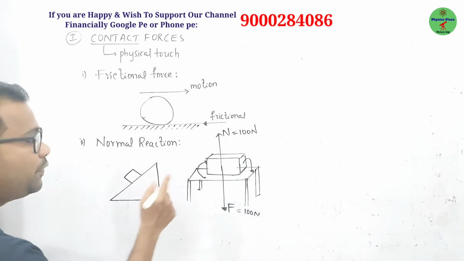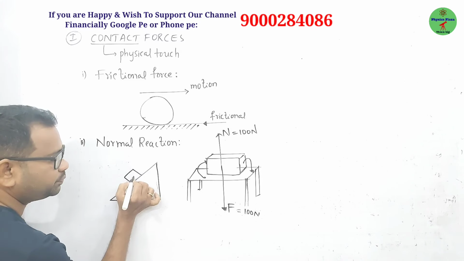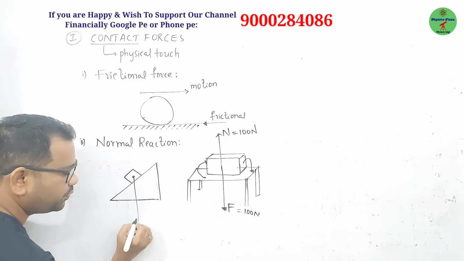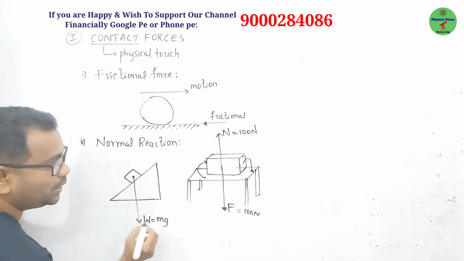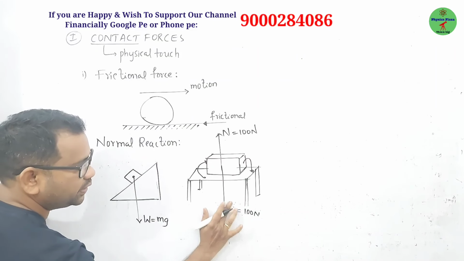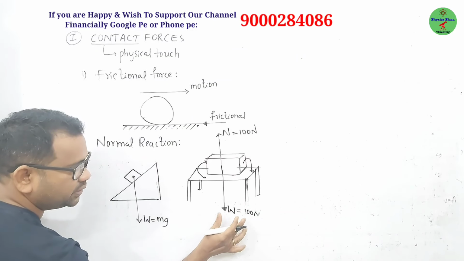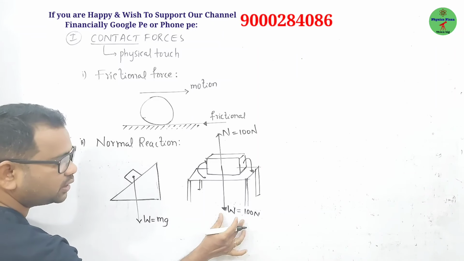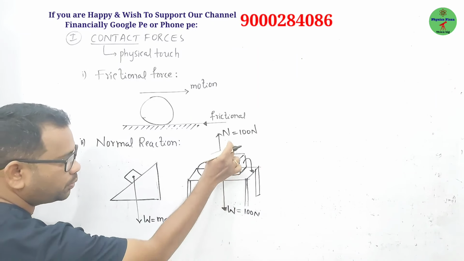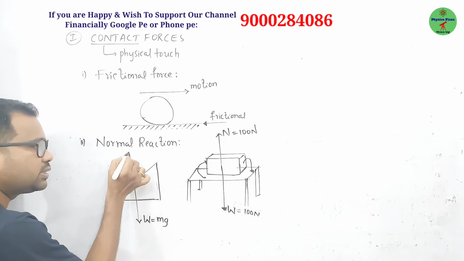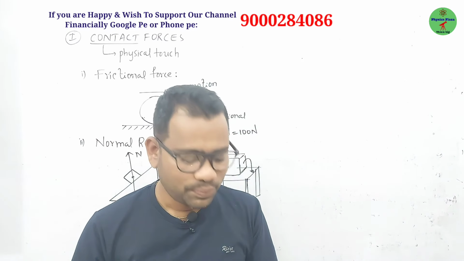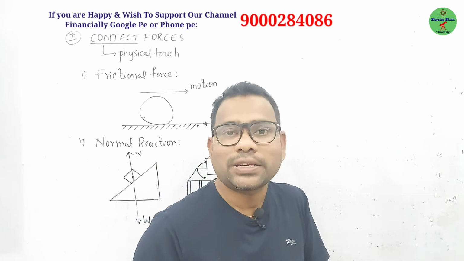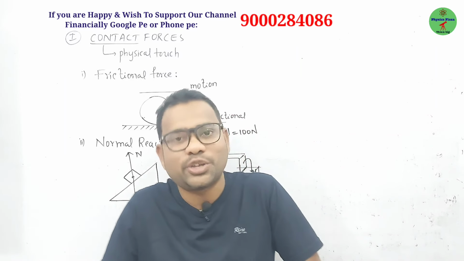See, weight is always in the downward direction, no doubt. Weight, that is mg, is acting downward. With this reference, many students will think, sir, the normal reaction is exactly opposite to the weight. They'll think in this direction, this is the normal reaction. But it is wrong. Normal reaction is not opposite to the direction of the weight, dear children.